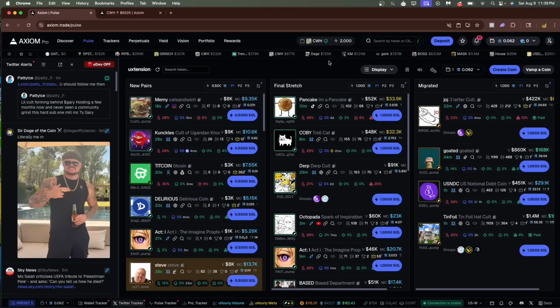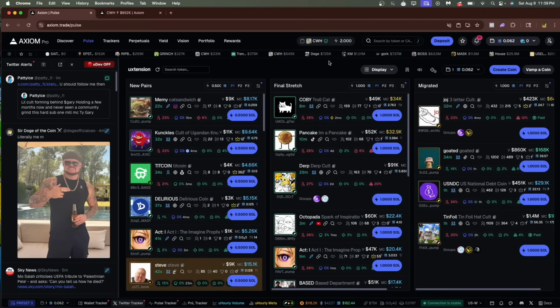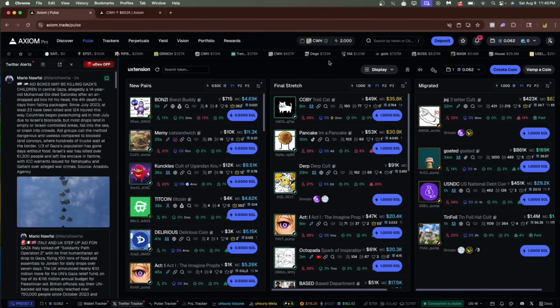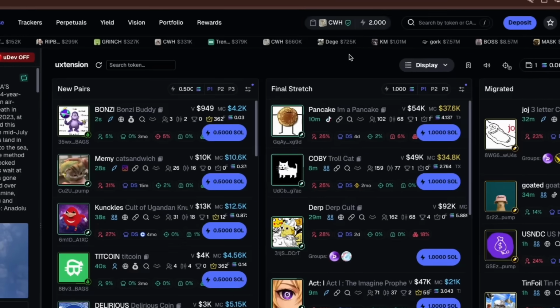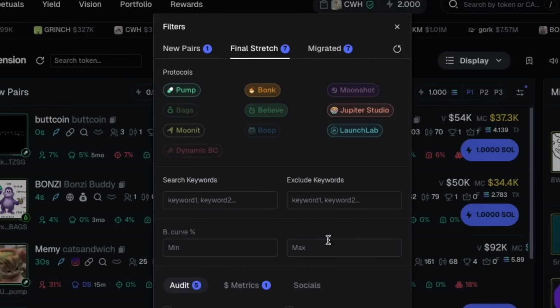I only want to see coins that have potential, right? And then I can look through those coins and see, okay, does this coin have potential to go to migration, etc., right? So then I go through a checklist. But first, I'm going to be breaking down my certain filters, all right?